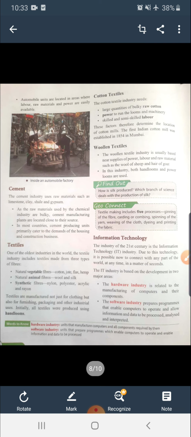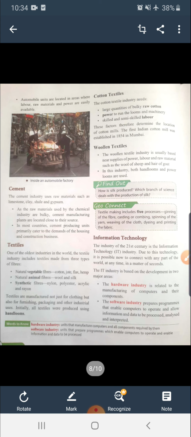Moving towards the textile, one of the oldest industries in the world. The textile industry includes textiles made from three types of fibers: natural vegetable fibers, that is cotton, jute, flax, and hemp; natural animal fibers, wool and silk; and synthetic fibers, that is nylon, polyester, cellulose, and rayon. Textiles are manufactured not just for clothing but also for furnishing, packaging, and other industrial use. So we can say it's a complete package of value adding company.